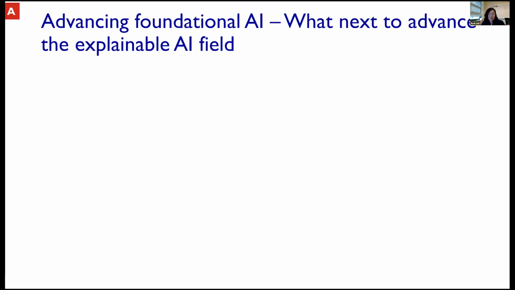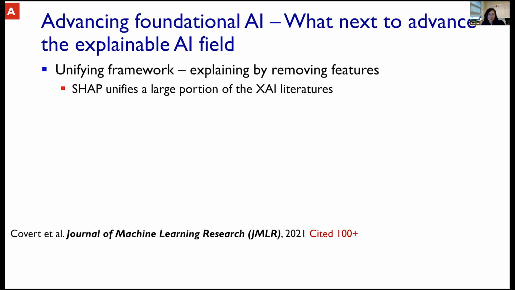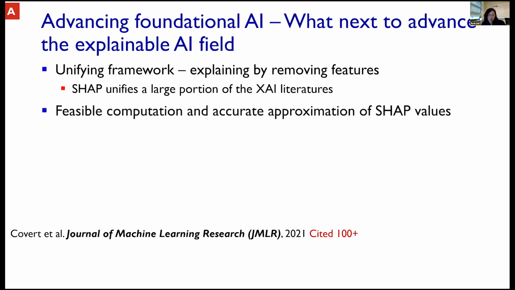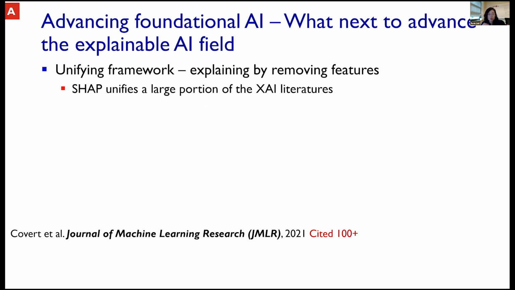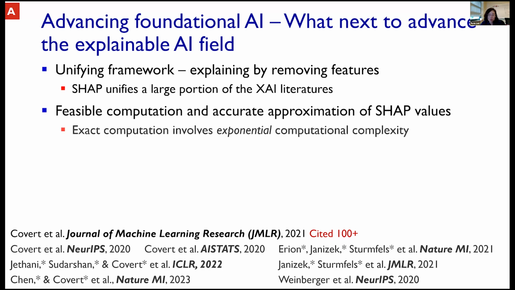Our more recent work discussed that, and we showed that SHAP unifies a large portion of the XAI literature with 25 methods. Many of them are actually used a lot in the computational biology field. They follow basically the same principle, all explaining by removing features. This helps us understand what goes on when they fail, and also improve and develop new XAI methods. And on the computational side, we explored many avenues to make SHAP computation feasible and faster.